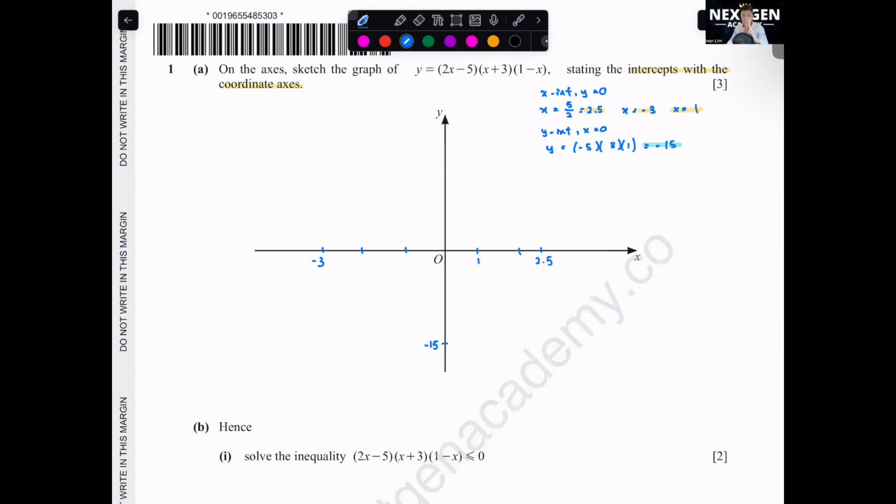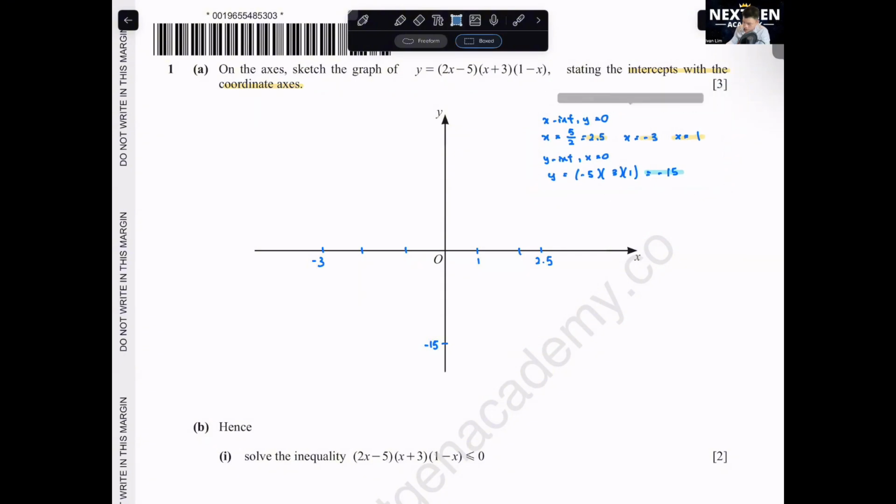Remember when we do graphs, we remember the acronym SIM. What is SIM? For those of you who are new here, we need to always determine 3 things: your shape, your intercept, and sometimes your maximum or minimum points. I call this the SIM method.